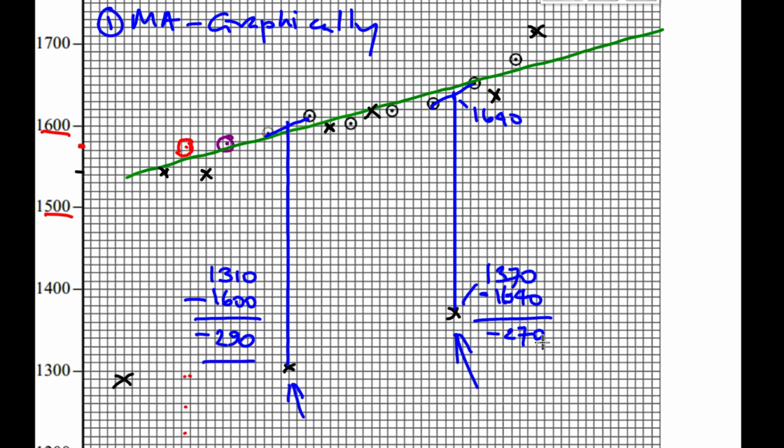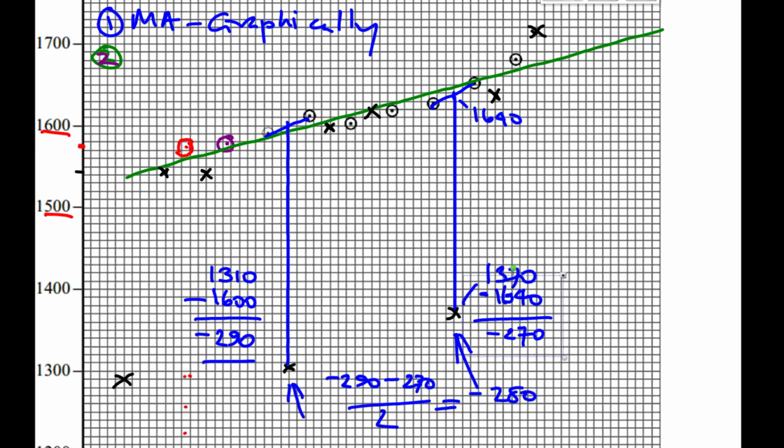Okay, so we've got two numbers for the seasonal effect, and what we would need to do then is just average the two. So we've got an average of minus 290 and minus 270, and the average of those two is minus 280. So that's a pretty straightforward way to do this if you're doing it graphically. You could also do this using the figures you've got, because you've got the exact figures on your table, and we could construct those and carry out exactly the same calculation.